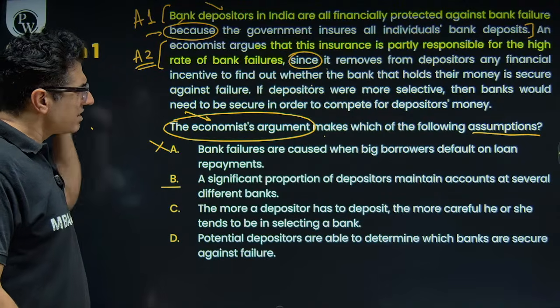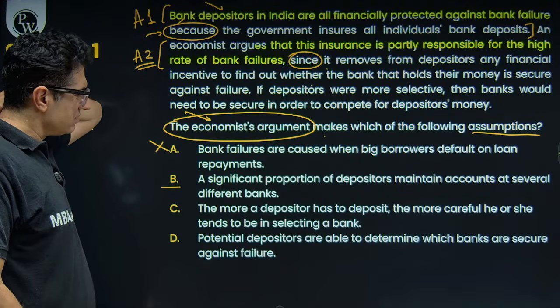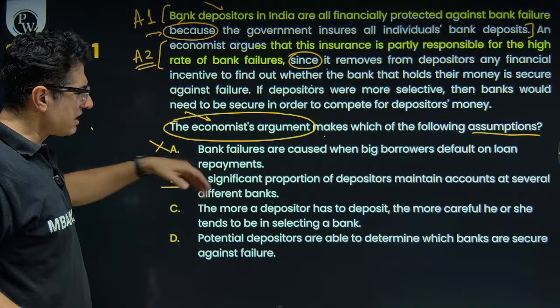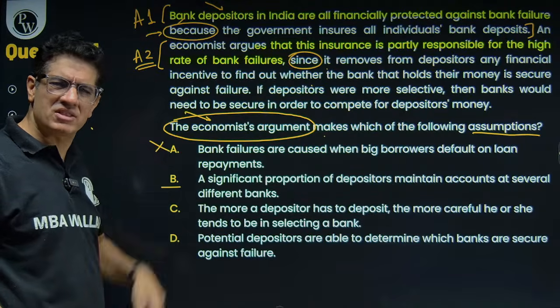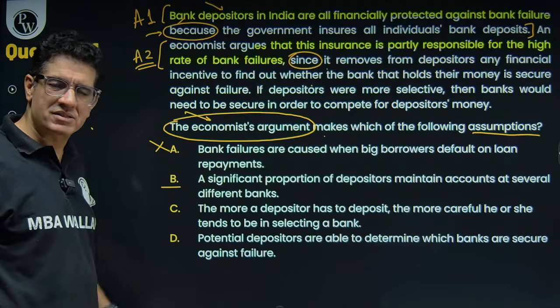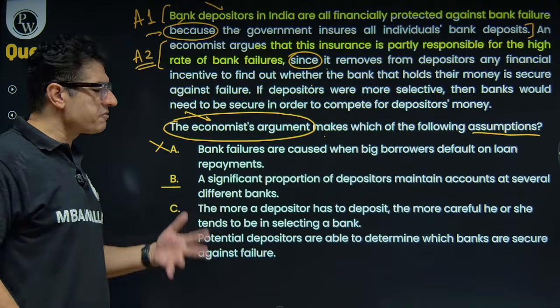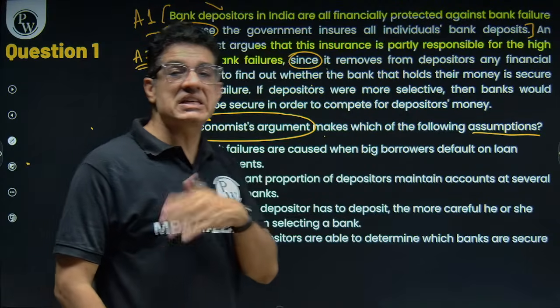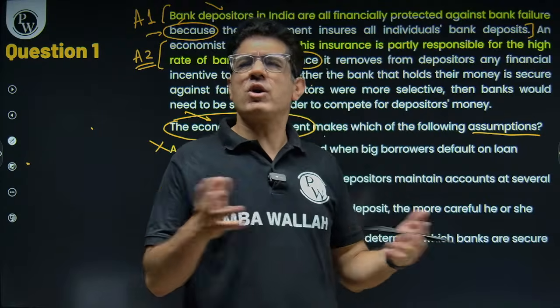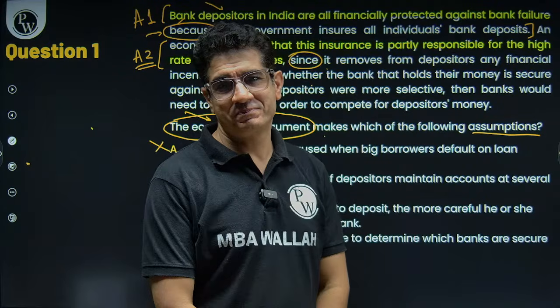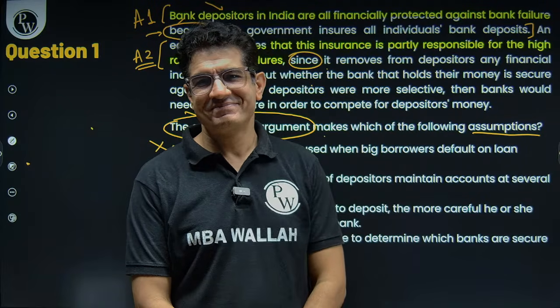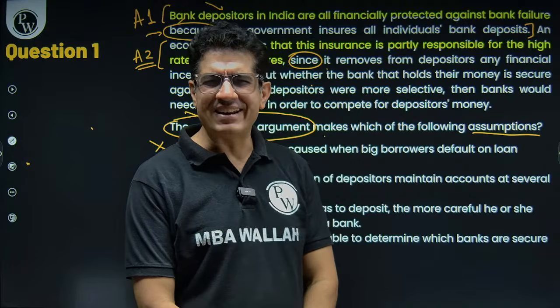So does that tell you that, so these several different banks, does it strengthen the argument? Our first pass: does it support the conclusion? What if I have accounts in 3 different banks and all of them are poorly run? Am I being selective then?